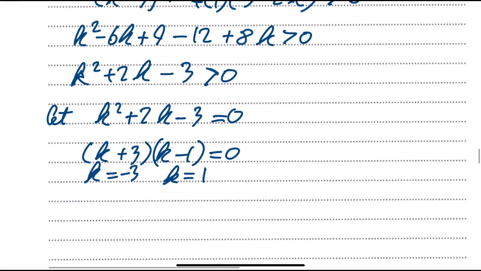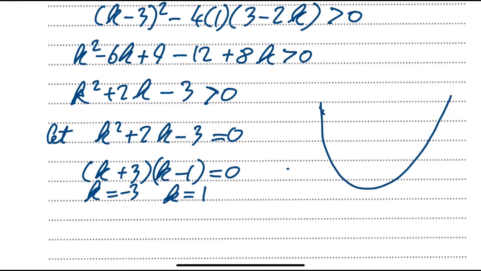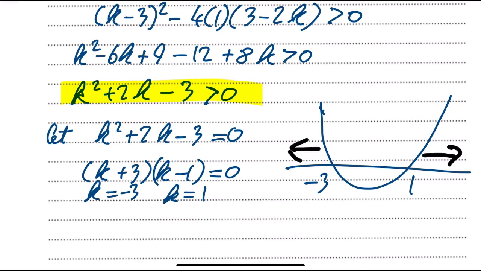Now we're going to do a sketch then. So sketch, just to keep it all here, sketch is like this, crosses at -3 and it crosses at 1, and then you look back at your inequality. We wanted it to be greater than 0, so that means we want out this way, or we want out this way. So we want our answers. We want k to be less than -3 or k to be greater than +1.